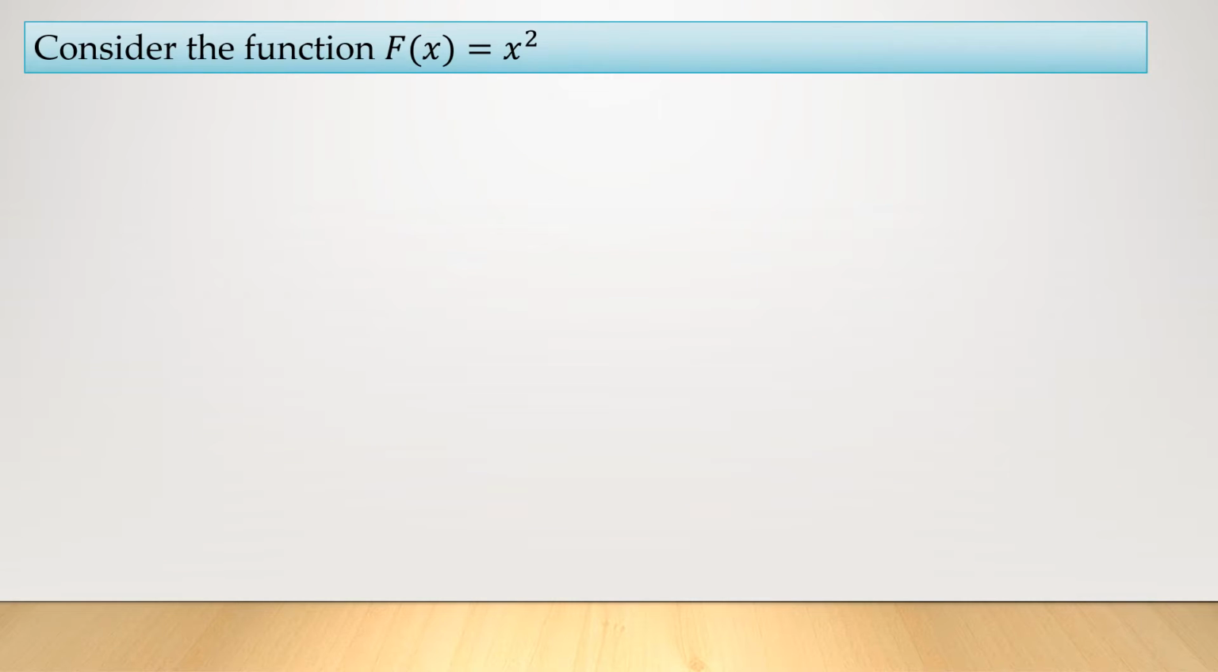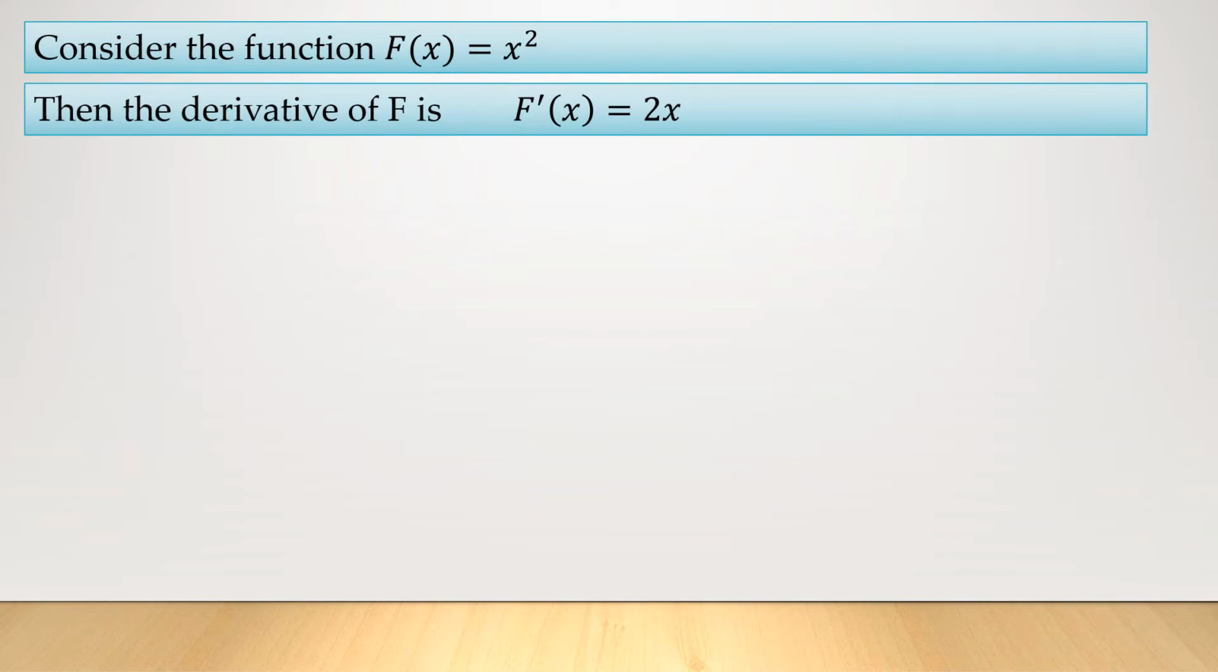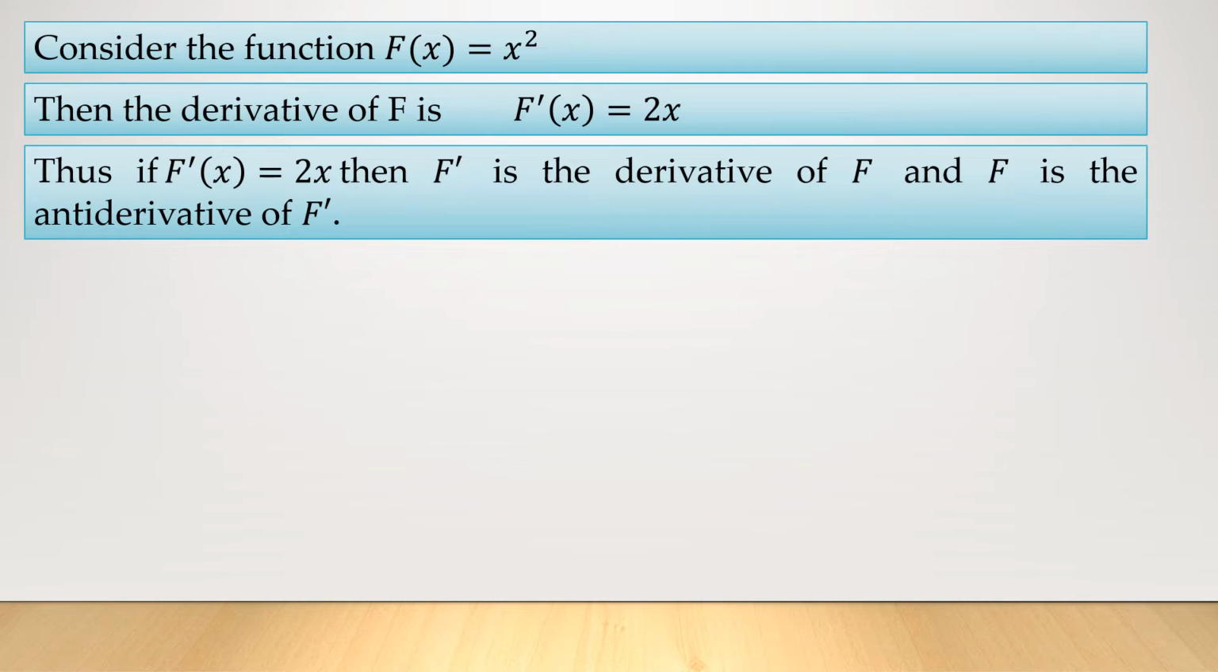Let's say we have the function f of x is equal to x squared. If we are going to get the derivative of f, the derivative of x squared is 2x. So again, this is our given function. The derivative of x squared is 2x. So this is the derivative.